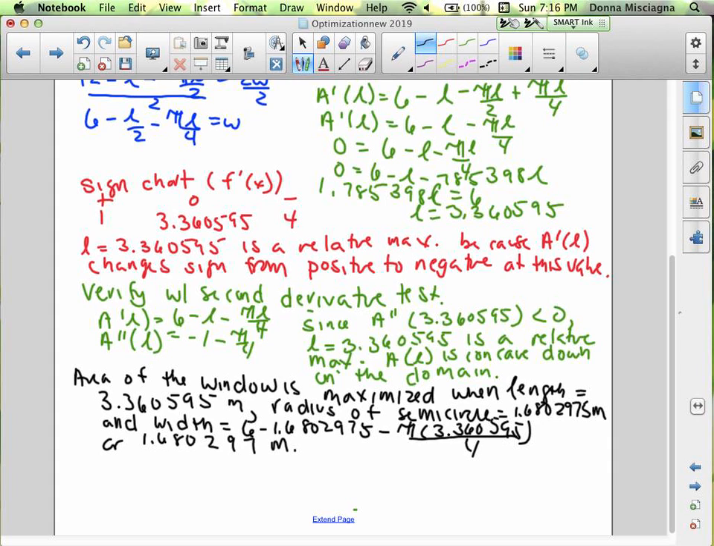And there we go. That's the end of this problem. I have only one more problem left, and that's probably my quickest problem of all. All right, so bye for now.